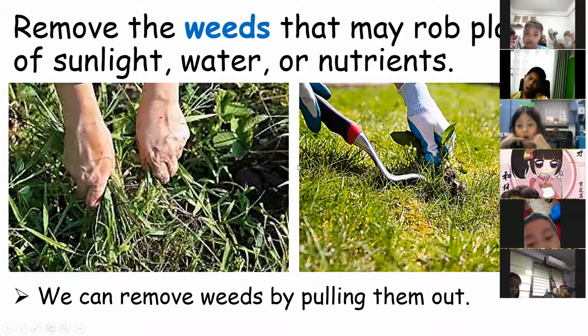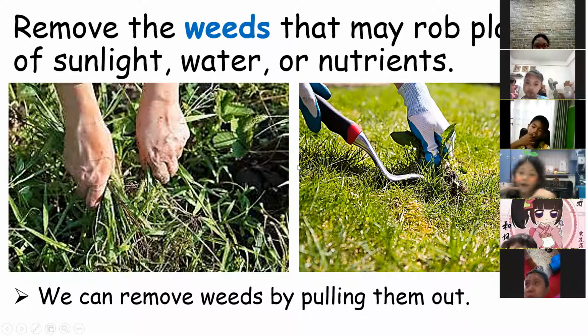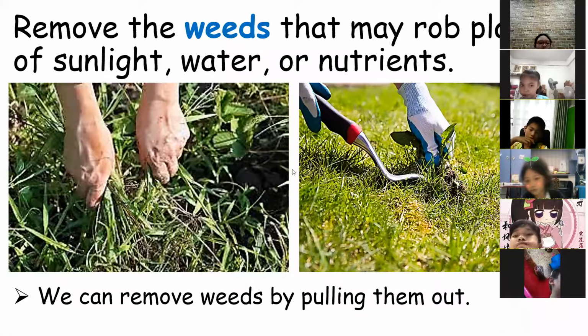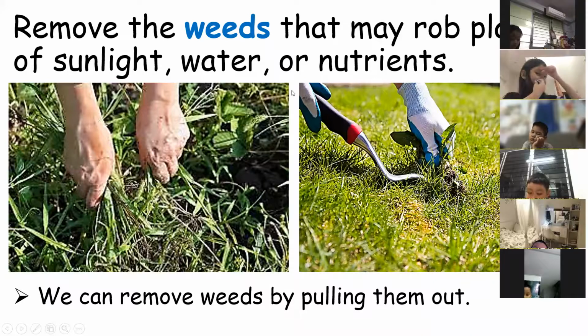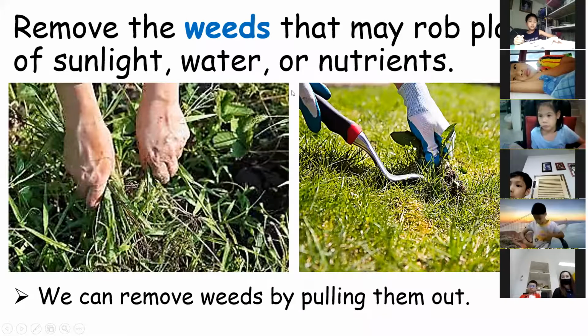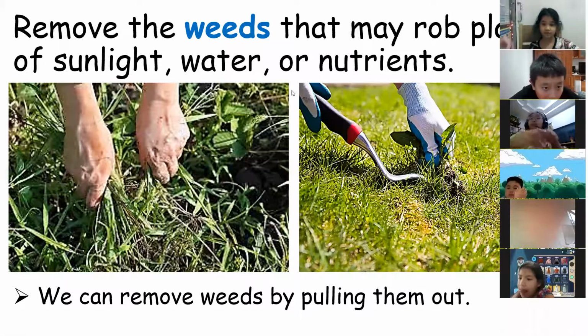Look at the picture of the plant on the top of the head of Alan. That is a plant. But weeds are different. Weeds are this one. Look at the hands. The hands are holding the weeds, because the weeds are not good for the plants, kids. They may rob the nutrients as well as the water from the plants.